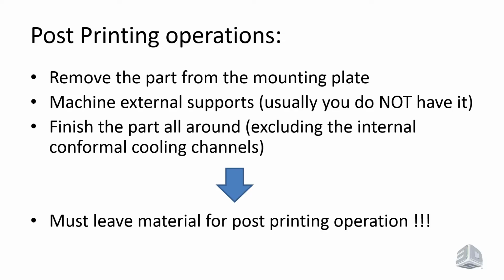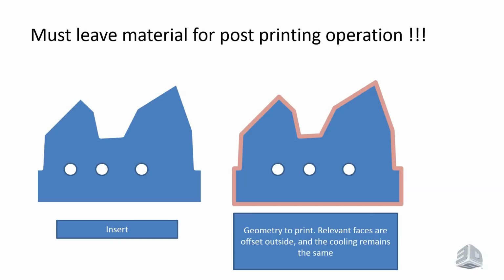But we are going to have to finish the part all the way around with a finish milling operation. Of course, not worrying about the cooling lines, those are pretty much done. But the outside surfaces of that core, we're going to have to finish mill those like we would something that had been pre-roughed. That means you're going to have to leave material on the outside of your core in order to have it there for the post-printing operations. Kind of like what this diagram is trying to show you.